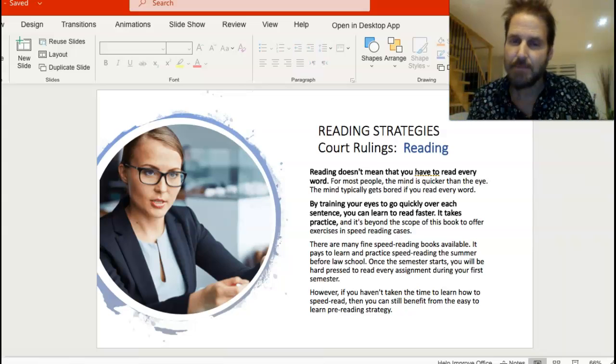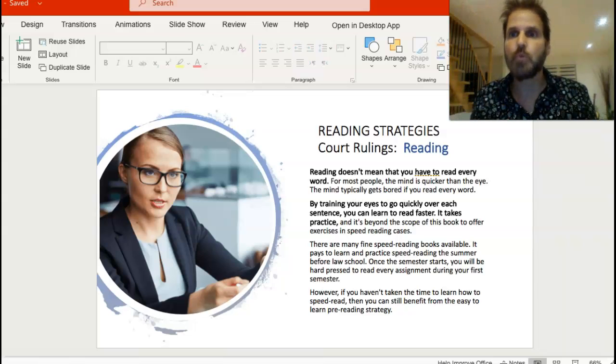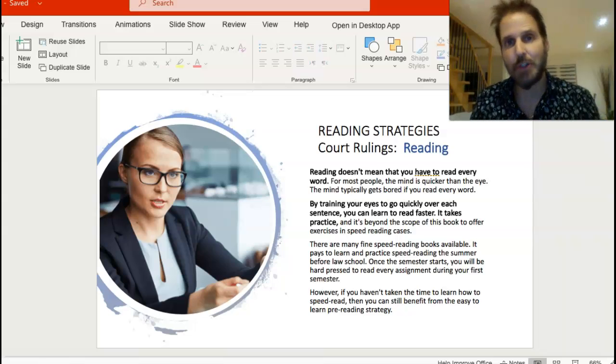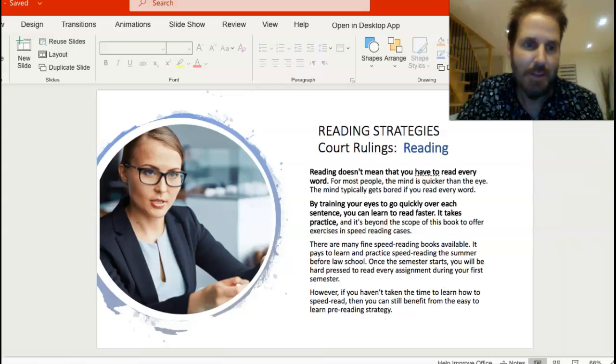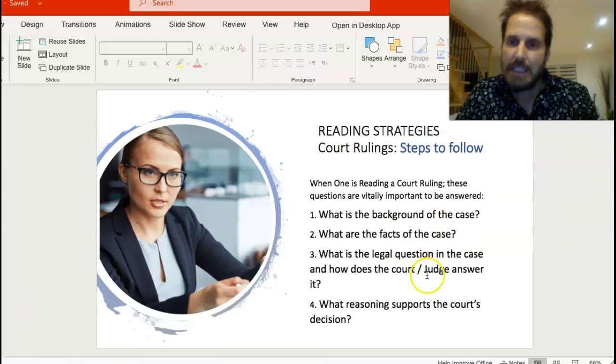But you have to be able to read relatively fast, okay? And like anything, it takes practice. When you start reading on a regular basis, you're going to get faster, and you're going to understand. And once you keep seeing the same terminology and the same structure of a court ruling come up time and time again, you're going to get used to it, and you're going to be able to go faster. Okay? Here are steps to follow.